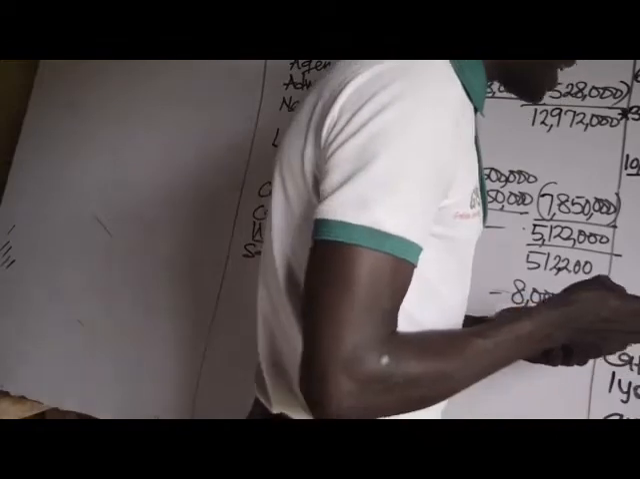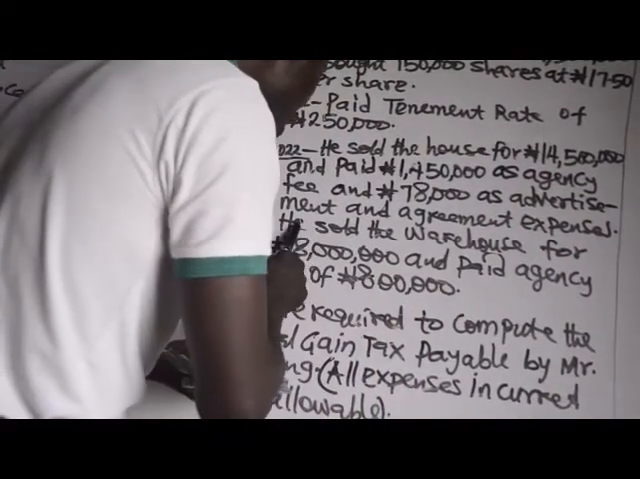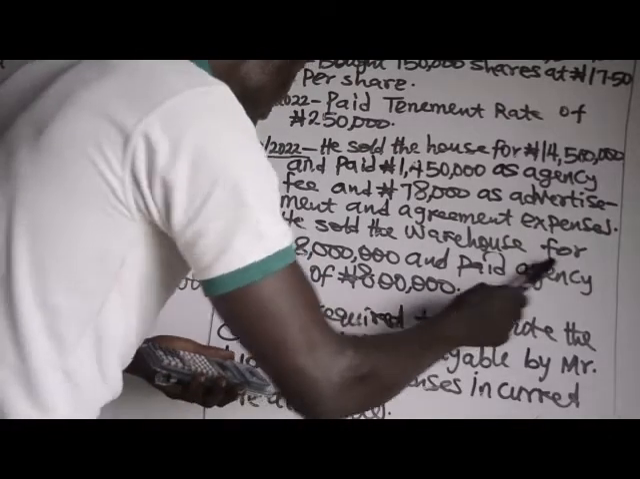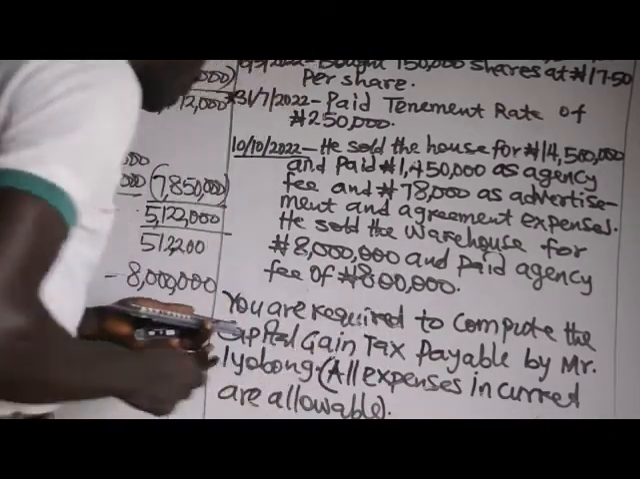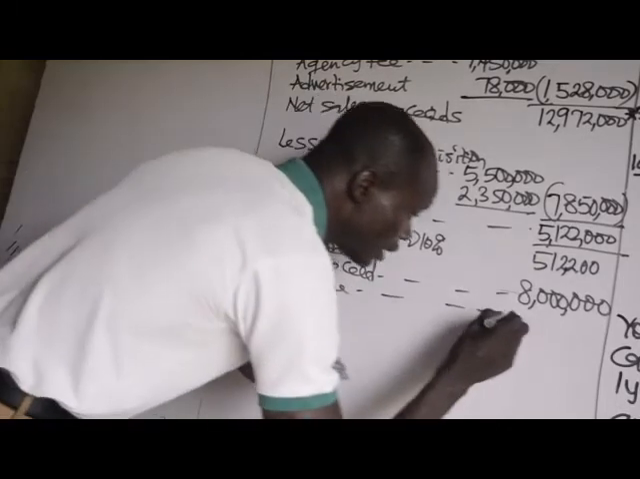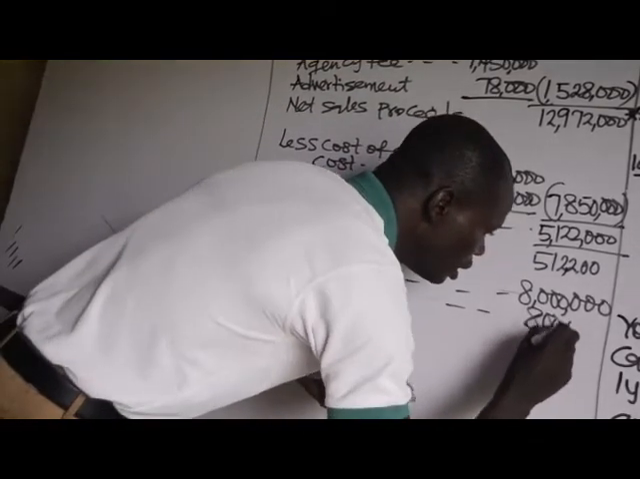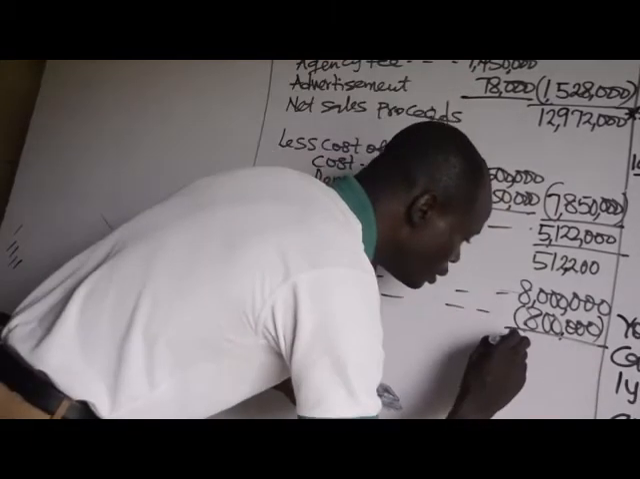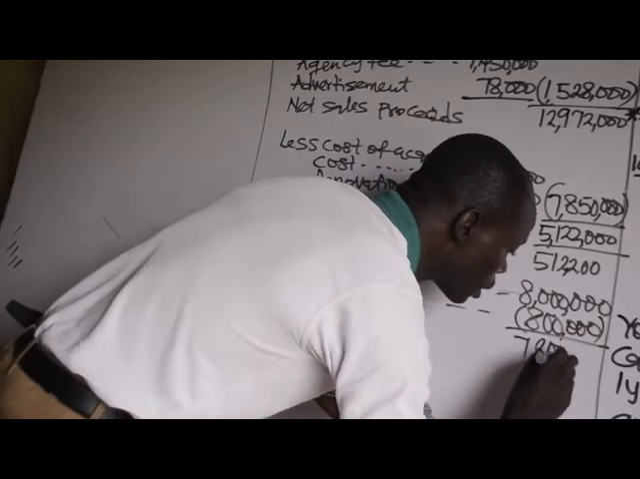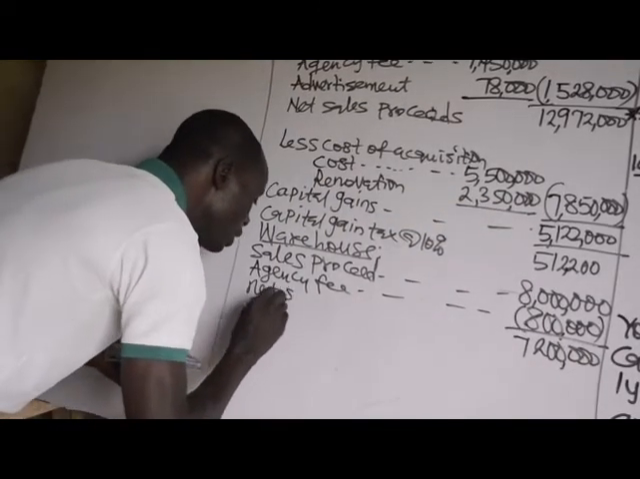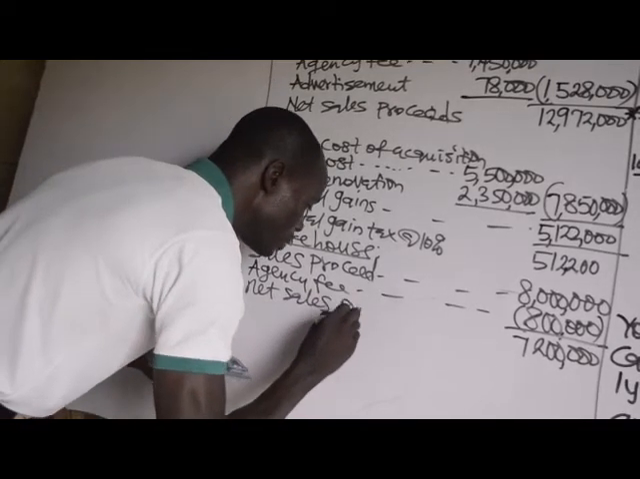Is there any allowable expense incurred in connection with the sale of the warehouse? He sold the warehouse for 8 million naira and paid an agency fee of 800,000. If you subtract 800,000 from 8 million, you have 7.2 million. That is the net sales proceeds.